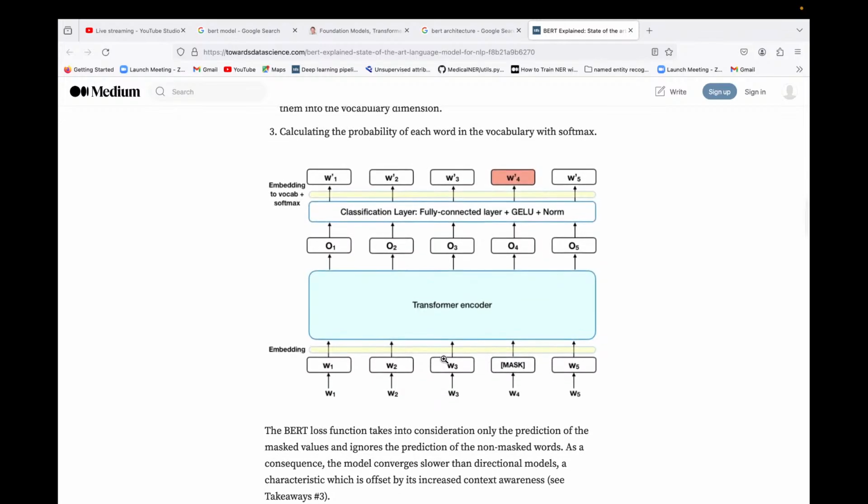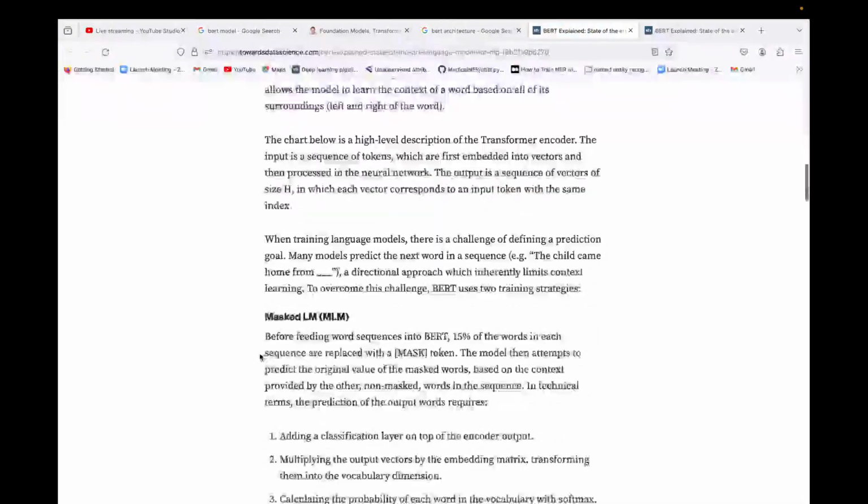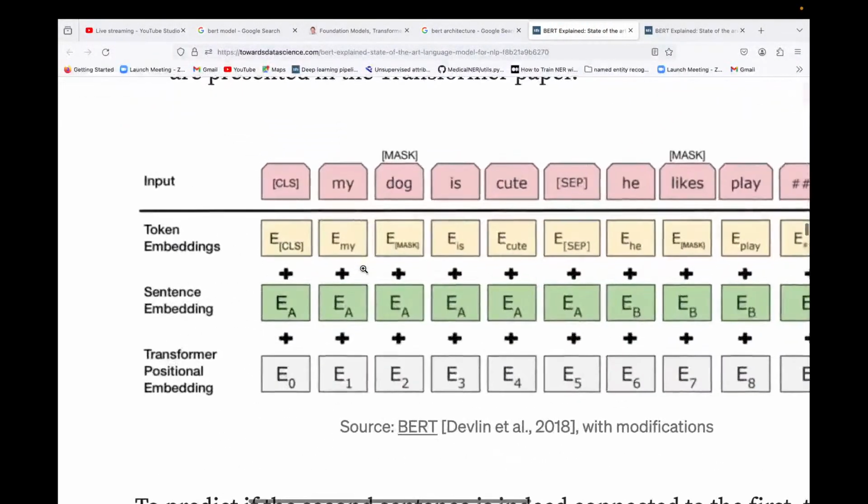And what is next sentence prediction? If you look at the BERT model architecture, this is one nice diagram I'm taking. Next sentence prediction means, suppose you are passing some text data or a paragraph and it has 10,000 sentences.